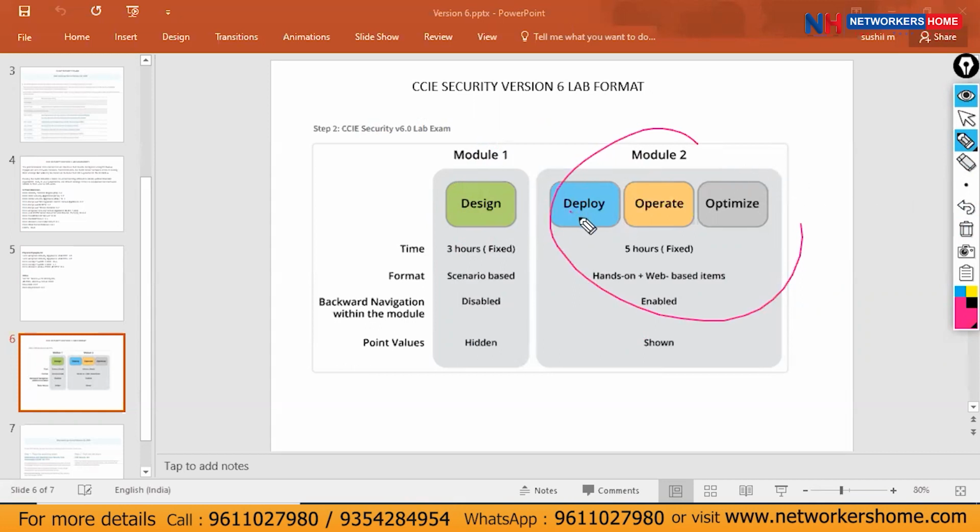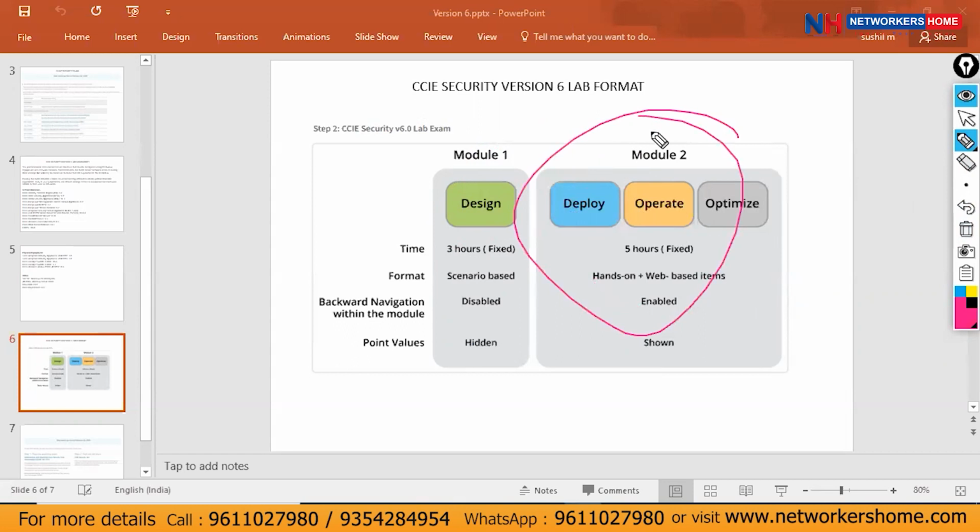So you have to start with deploy, operate, and optimize, and this is a combination of 3 things. You have to do the configuration also, you have to do troubleshooting also, and you have to do automation also. So these are the 3 things, the DOO part, which is of 5 hours, hands-on to your devices, web-based access. Your backward navigation will be enabled. Let's say you want to go back and see the previous section, you can do that. You can verify, everything will be there, even the points will be shown.